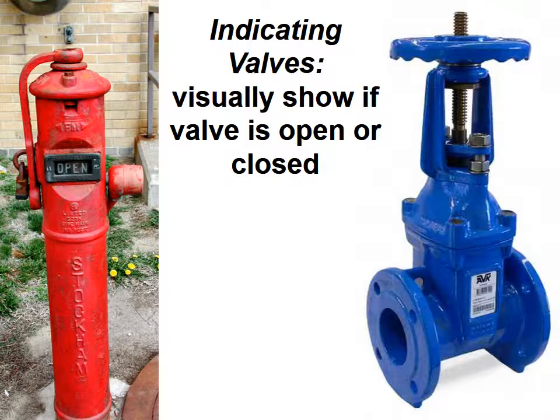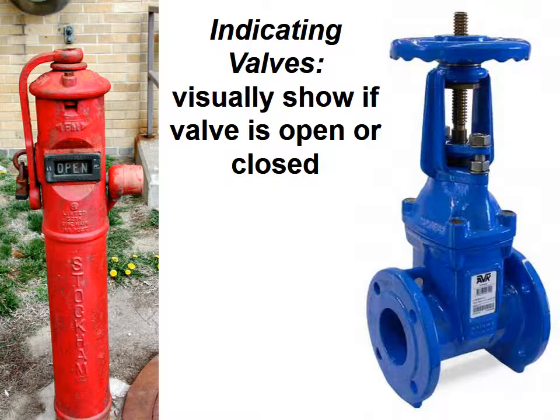Indicating valves visually show if the valve is open or closed. Okay, these control valves, or indicating valves, that we have here, the one on your left is mainly used for a fire protection system. With this valve, you can see the window will say open or shut. There's only 4 letters in there. It won't say open or close, it just says open or shut.